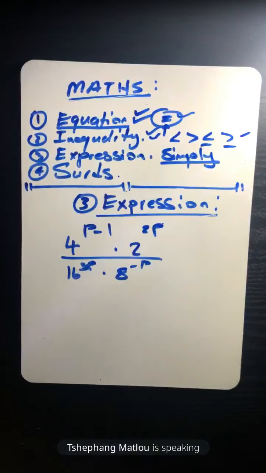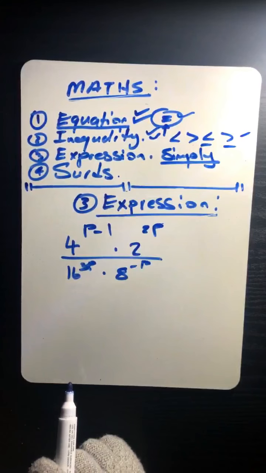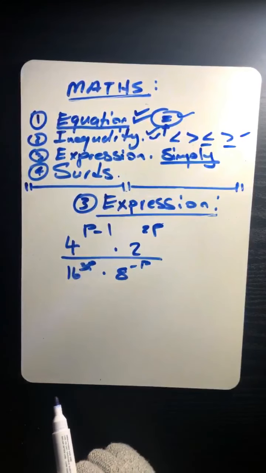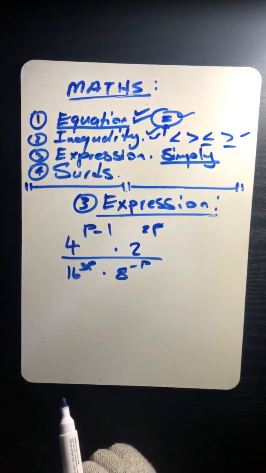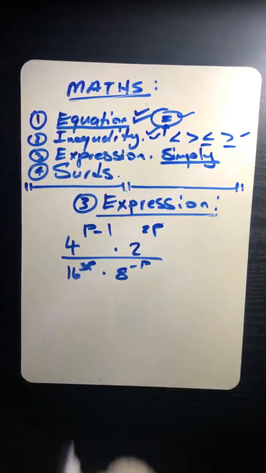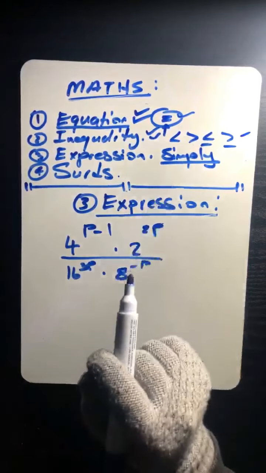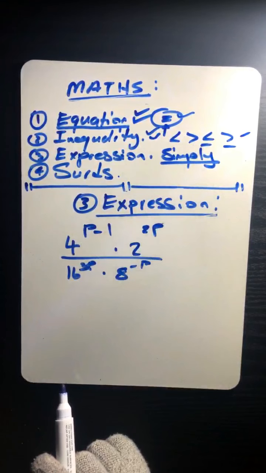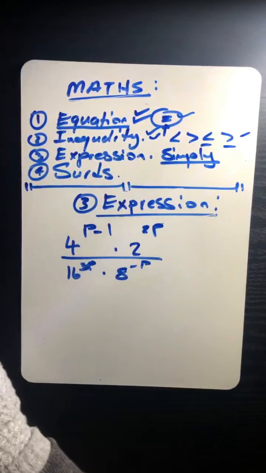sign, a number, and a letter. What type of a problem is this? Is it an equation? Is it an inequality? Is it an expression? Is it a sum? So we can just make a conclusion to say it's an expression, because it doesn't have an equal sign, it doesn't have an inequality sign. So what do we do when we're given an expression, Wanamato? We simplify.